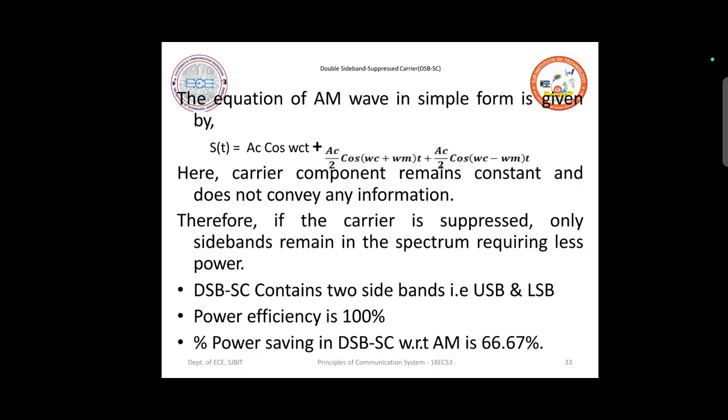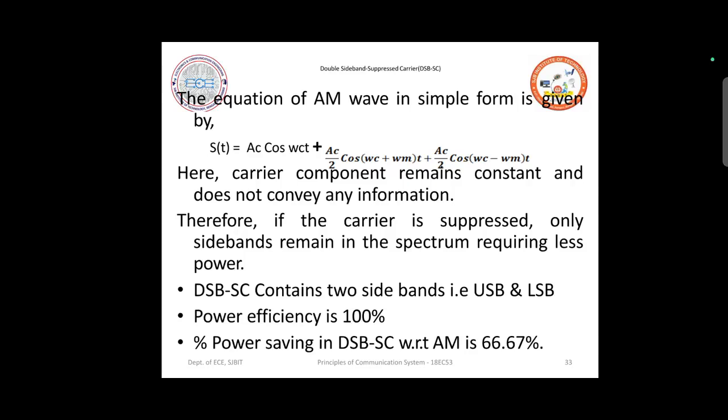Now if you try to see the equation of an AM, we'll slightly move ahead. S of t is equal to AC cos omega ct plus AC by 2 into cos of omega c plus omega m whole multiplied by t plus AC by 2 into cos of omega c minus omega m whole multiplied by t. Here the carrier component remains constant and does not convey any information at all, correct?